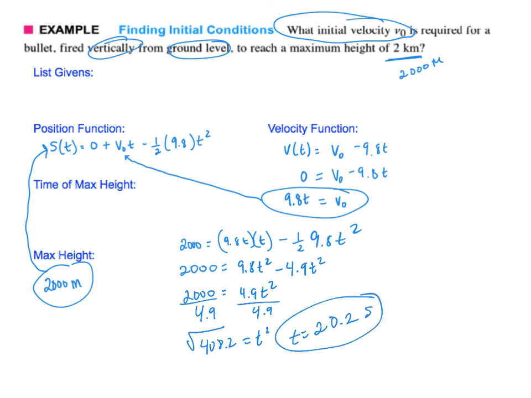Okay, so the question is asking what initial velocity do we need? So now we can take that time and put it into the relationship we have for initial velocity. So v sub 0 equals 9.8 multiplied by 20.2. Therefore, that comes out to be 198 meters per second. So this was a tough one because it took a lot of work analyzing and interpreting what the question was asking and what the given information was.